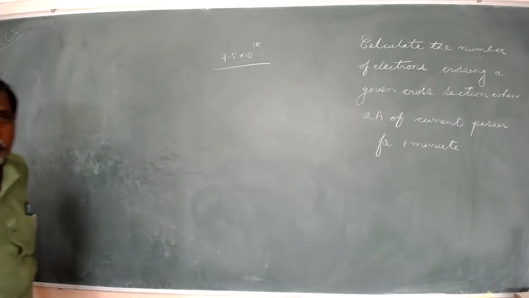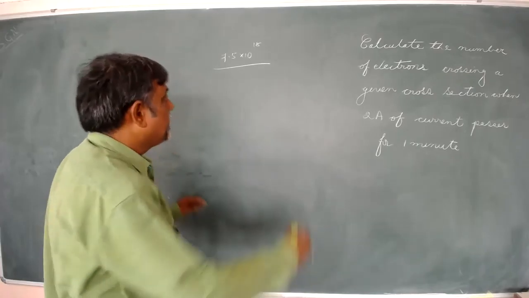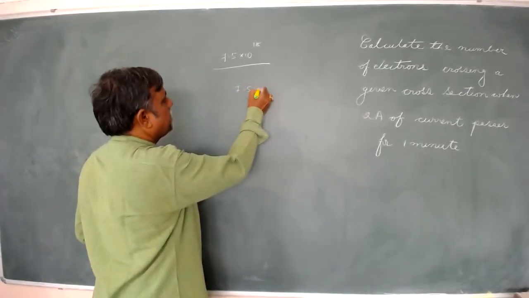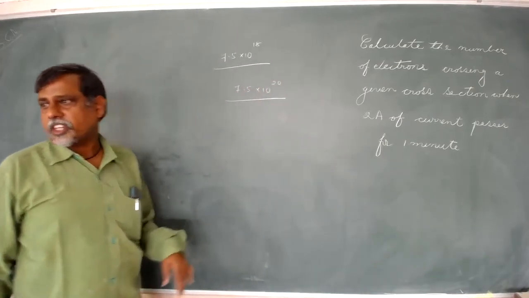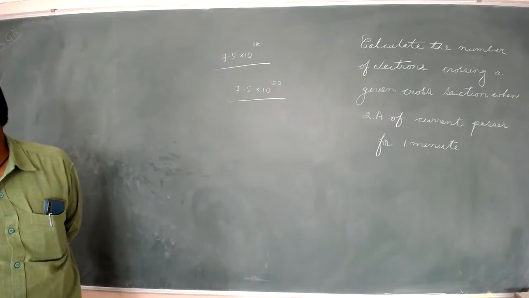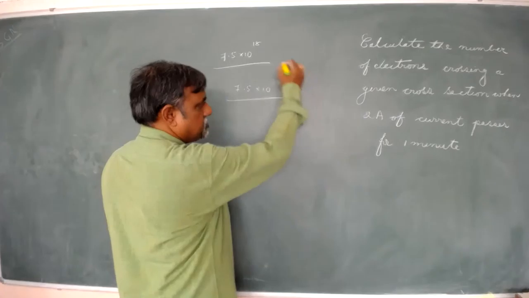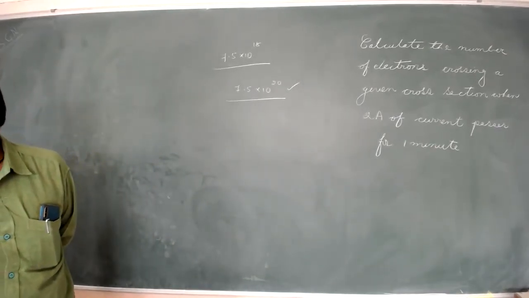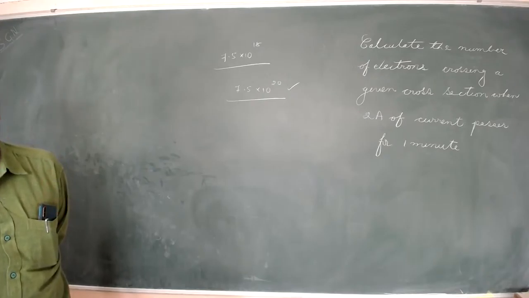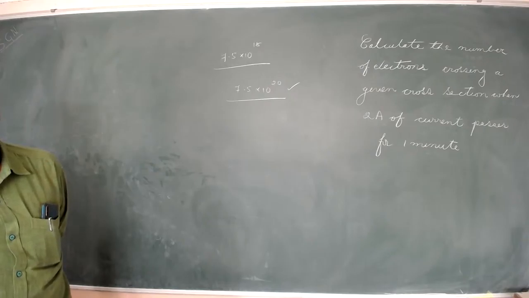Yes, 10^20. 7.5 × 10^20. 20. Okay, that is supported by one more student. Yes, Sachin, same thing. Yes, remaining people: Maheshwari, Anushar, Sakshi. Okay, Sapna, did you get the same thing?